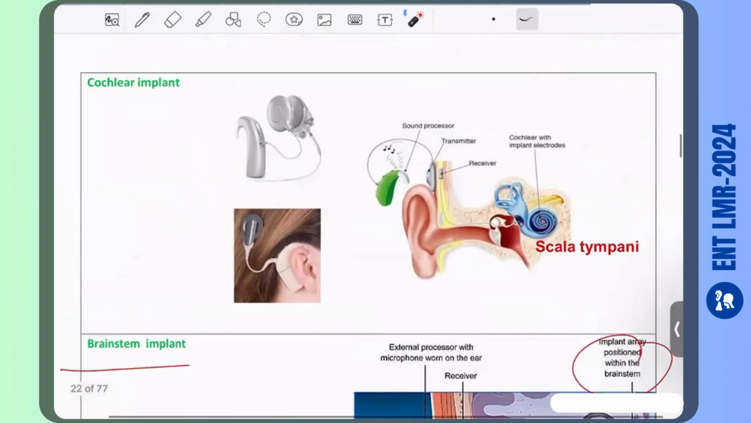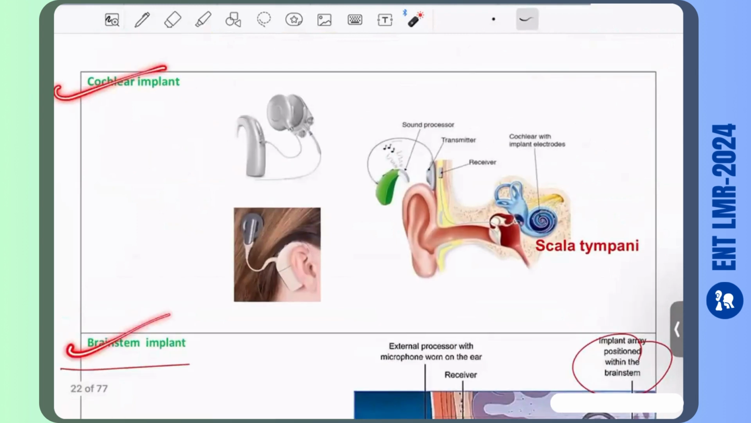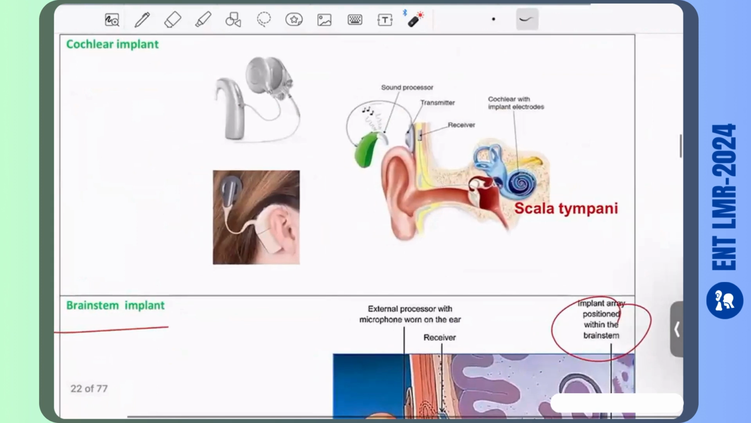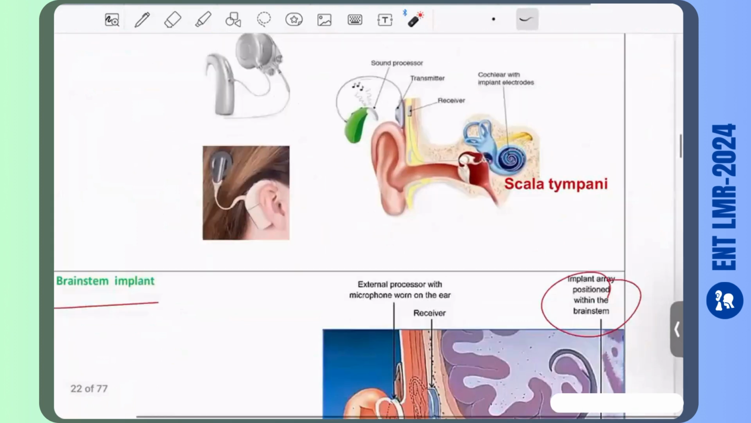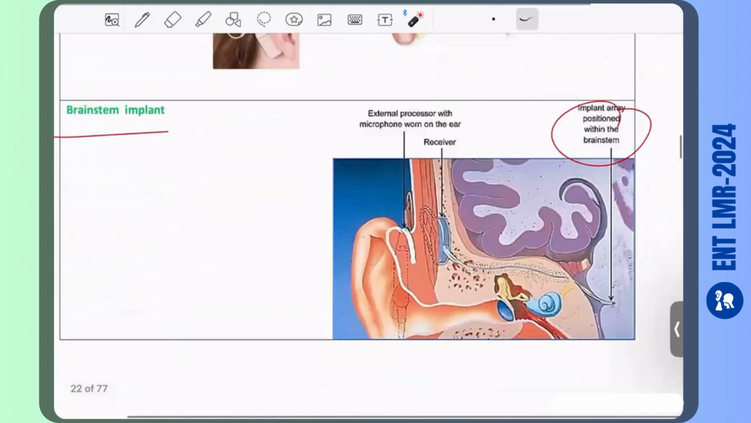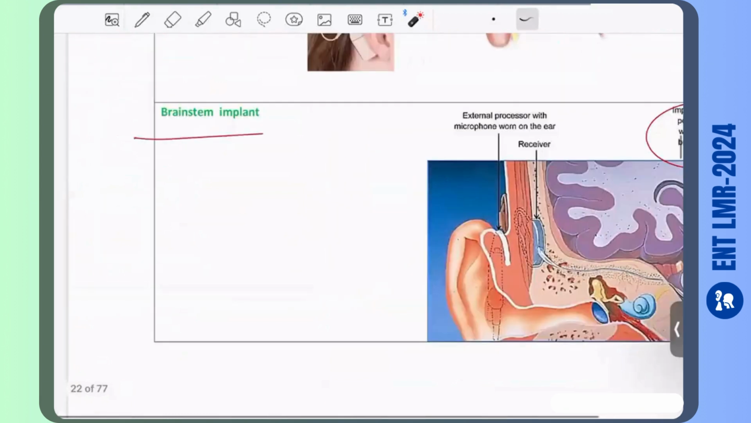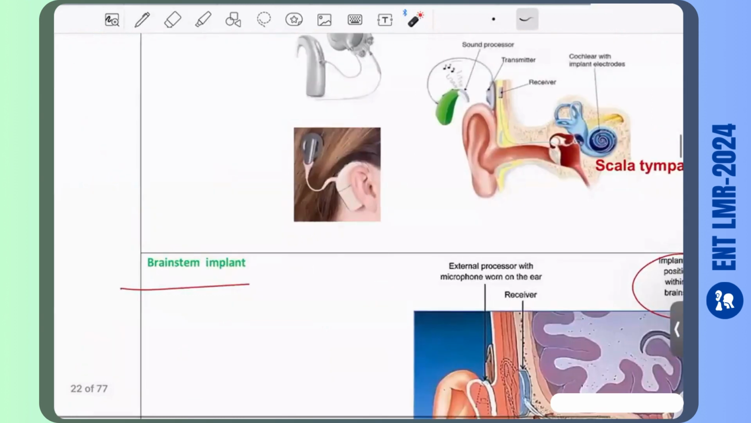So I should give a cochlear implant or brainstem implant. If I'm introducing through the round window into the scala tympani, it is a cochlear implant. If it is placed over the lateral recess of the fourth ventricle at the brainstem, it is called a brainstem implant. If the inner ear is normal, you could do a cochlear implant. If the inner ear is also abnormal, you could do only a brainstem implant.